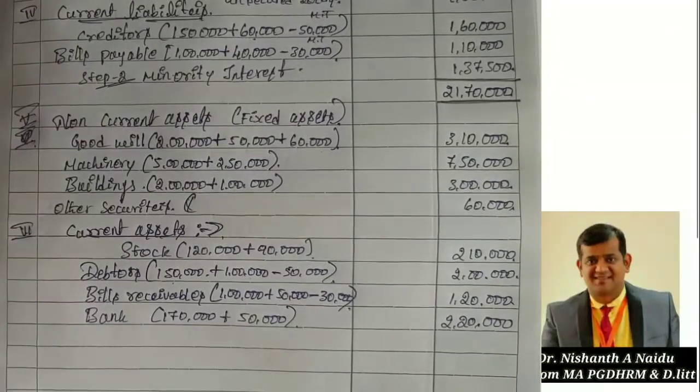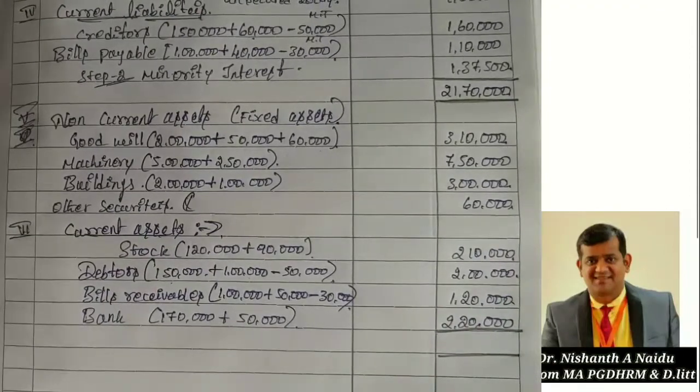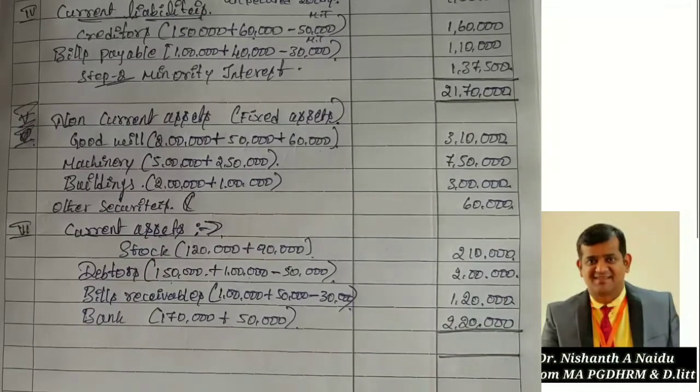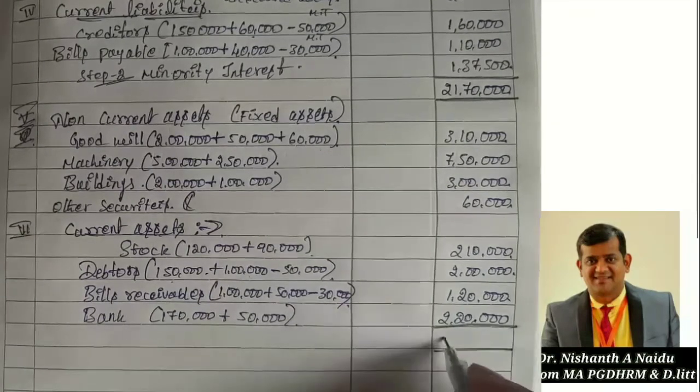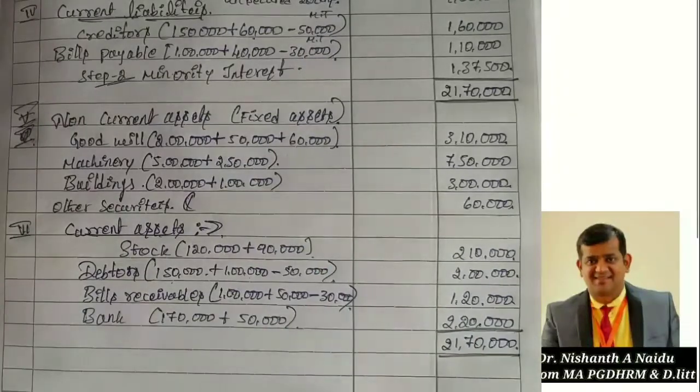I have taken all the items, I believe. I have not left anything. Let me see the total: 3,10,000 plus 7,50,000 plus 3 lakh plus 60,000 plus 2,10,000 plus 2 lakh plus 1,20,000 plus 2,20,000. Put together 21,70,000. So both the totals got tallied.